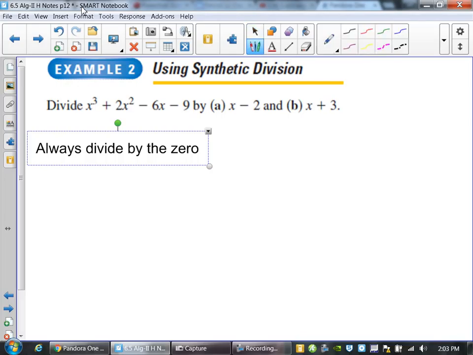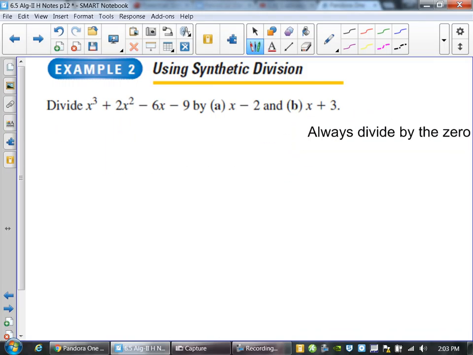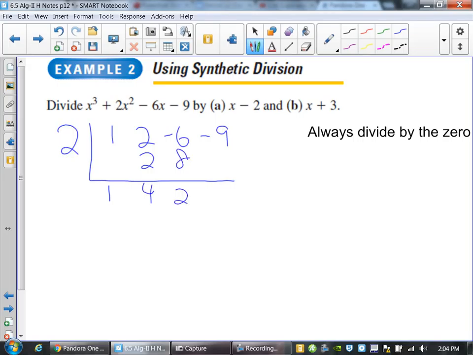So if you remember from synthetic division, not only was it quick, but it was just working with coefficients. There's my 1, 2, negative 6, negative 9. What was the first step for synthetic? Do you remember? Drop the 1 down. Good. Then what? Multiply. Then what? Add. Then what? And that's how you would synthetically divide.